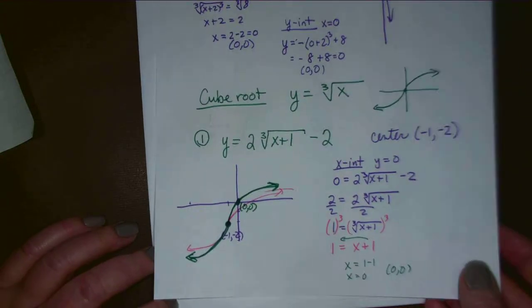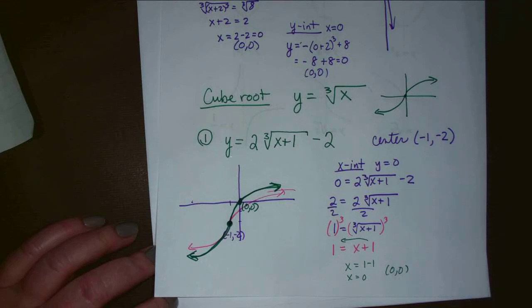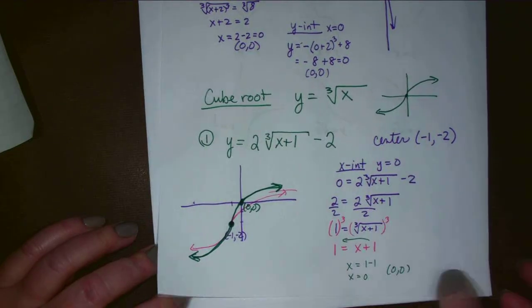That's it for the cube root, because it's just the same as the cube. If it has a minus in front, it flips, and so on. Okay? So you need to practice those. All right, next one. Let's do absolute value.